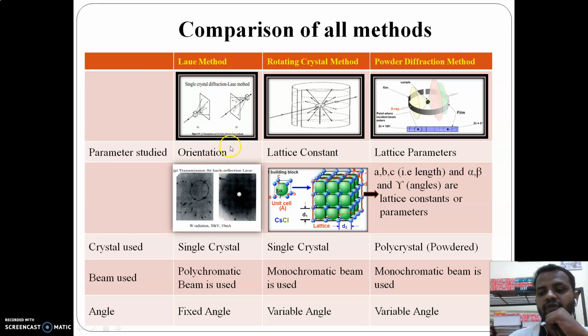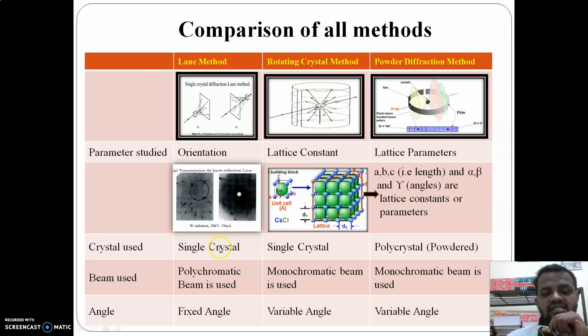The Laue method has its restriction as it studies only the orientation. It doesn't go to the individual lattice. Then the difference among the three with respect to the type of crystal used: here in this case a single crystal is used, here also we have a single crystal, but in the case of powder diffraction we have polycrystals since it is in a powdered form.